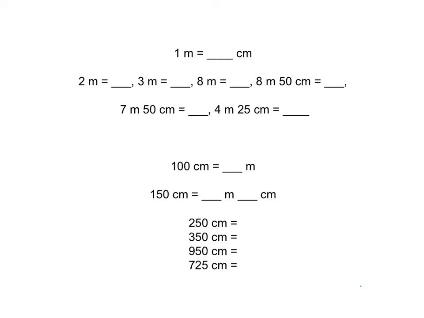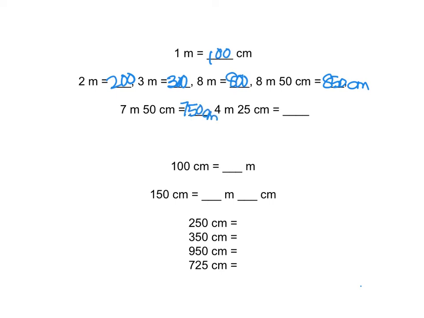Well, we should remember this. This is 100. All right, we're going to keep going. 2 meters equals how many centimeters? 200. 3 meters equals, write it on your board, 300 centimeters. And I forgot to add in the centimeters here, but just take that as a given. 8 meters is how many centimeters? 800. 8 meters, 50 centimeters, 850 centimeters. 7 meters, 50 centimeters is 750 centimeters.